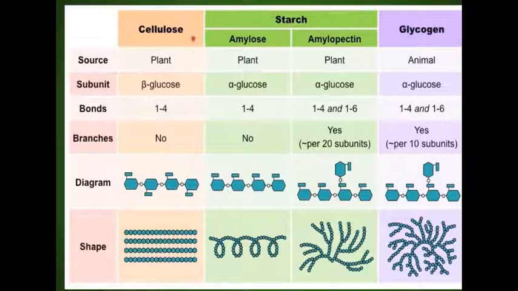So let us look at the various polysaccharides that we have studied. Cellulose is found in plants. The subunit is beta glucose. It shows 1,4 bonds. There are no branches here. Amylose and amylopectin are different compounds present in starch. They are found in plants. Here the subunit is alpha glucose. 1,4 and 1,6 bonds are seen in amylopectin. It has subunits, about 20 subunits present here. Then we've got glycogen. Glycogen, as I told you, is an animal polysaccharide. Alpha glucose is the subunit. The bonding is 1,4 and 1,6, and it does have branches per 10 subunits.